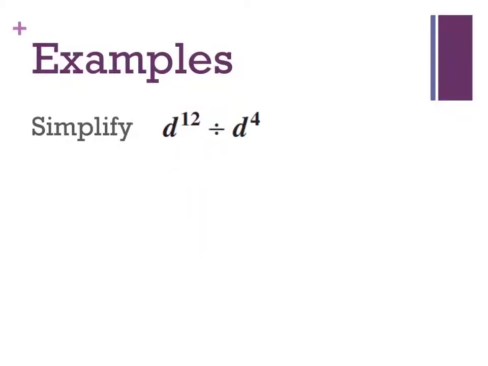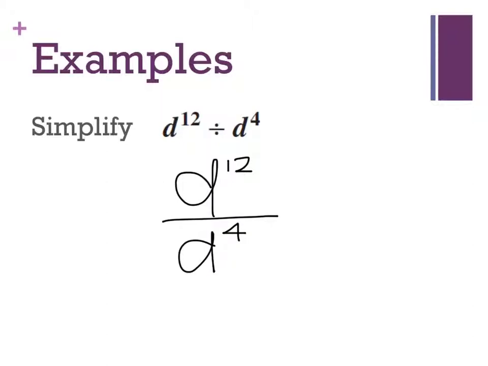If we ever get an example like this one, and it says d to the power of 12 divided by d to the power of 4, and it looks like the old school way I used to be used to in primary school, always make sure we write it as d to the power of 12 over d to the power of 4.